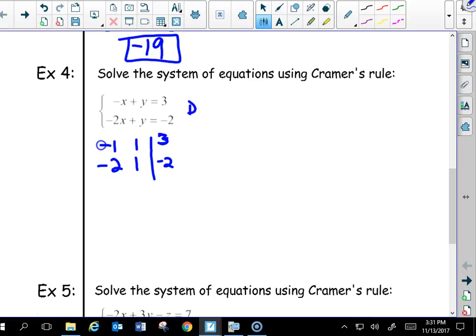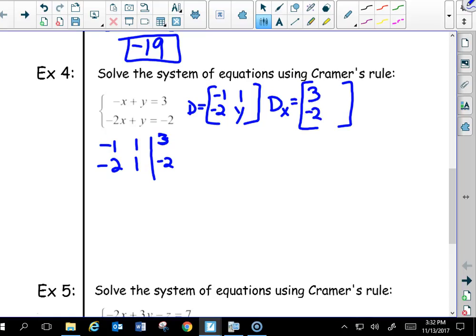The first one is just D. It's the matrix on the left. And now we're going to build the matrix D sub X. And what we do here is we use the same matrix, but in the X column, the left-hand column, the first column, we're going to put the answer matrix. And that should be a 1, not a Y. And then we're just going to use the right column of our original matrix.